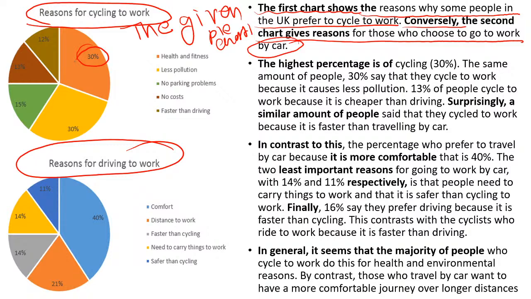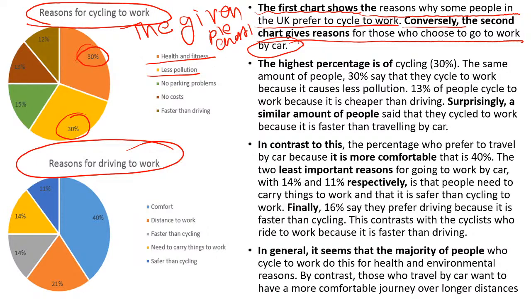The same amount of people, 30%, say that they cycle to work because it causes less pollution. So this number is quite the same as for the people who preferred health and fitness. So then the next is that it causes less pollution, so that's what you will write over there.